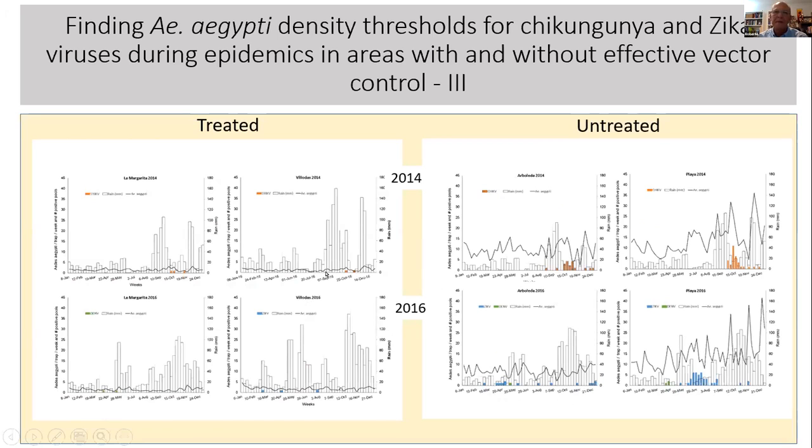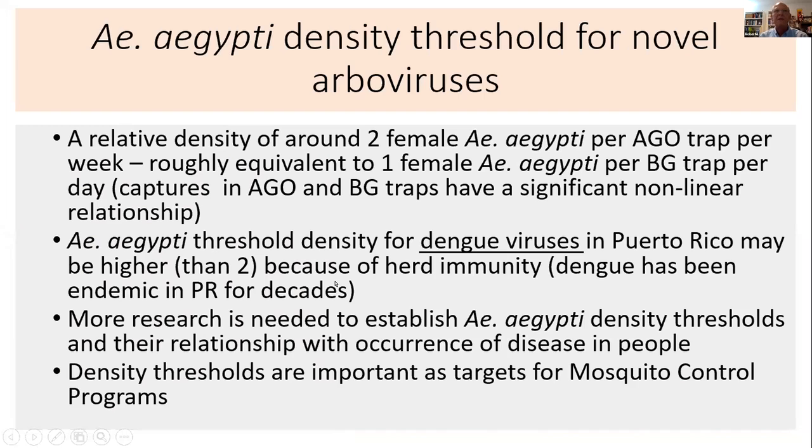And we were able to maintain this density for 8 years without having mosquito outbreaks. So we proposed a relative density of 2 female mosquitoes per AGO trap per week. And we compared these calibrated AGO traps with BG traps. And that's why I said before that it's equivalent to having 1 female Aedes aegypti per BG trap per day.